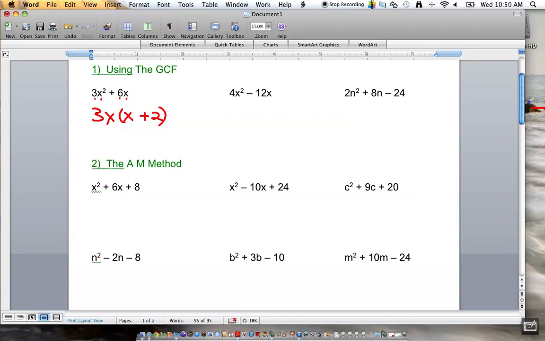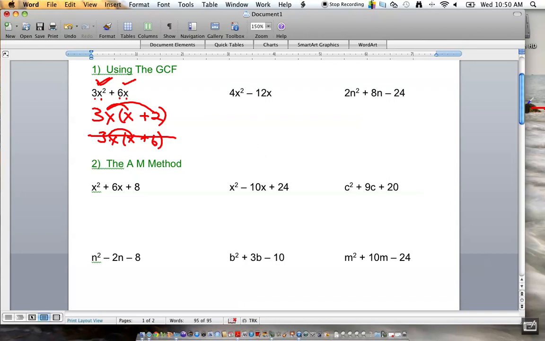Now, here's an example that I've seen some kids do wrong in class. I've seen some kids do 3x times x plus 6. If you check yourself back, 3x times x is indeed 3x squared. We're good. But 3x times 6 is not 6x. It's 18x. Therefore, that must be wrong. And most kids, when they do that, would instantly realize that they had to change the 6 to a 2. Because then, again, 3x times x is 3x squared, still a check there. 3x times 2 is 6x. So that works perfectly.